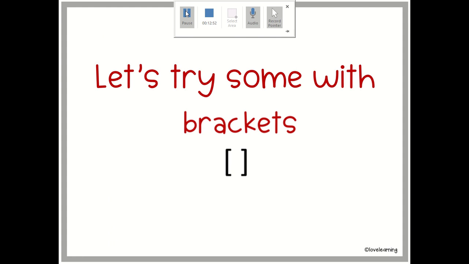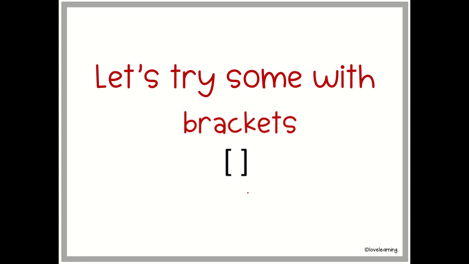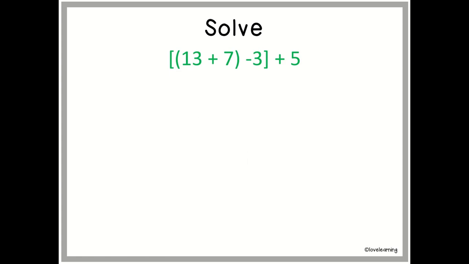Now, we're going to try some with some brackets. Brackets look like this. So the first expression we will look at is this one. We see that we have brackets around 13 plus 7, which is in parentheses, and then minus 3, and then outside of our bracket we have a plus 5. Don't let those brackets scare you. You will still complete the same process.